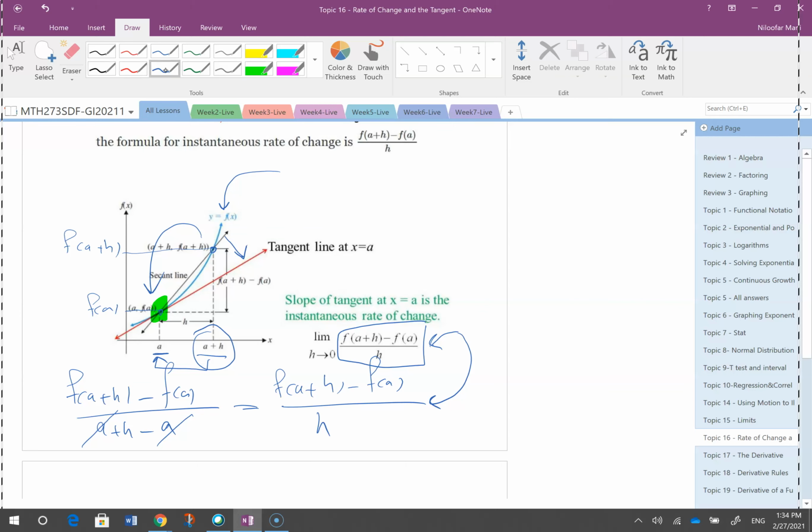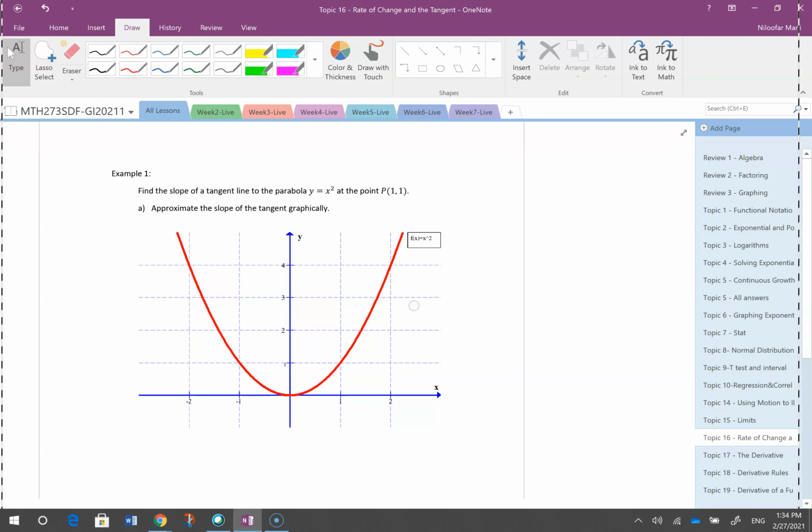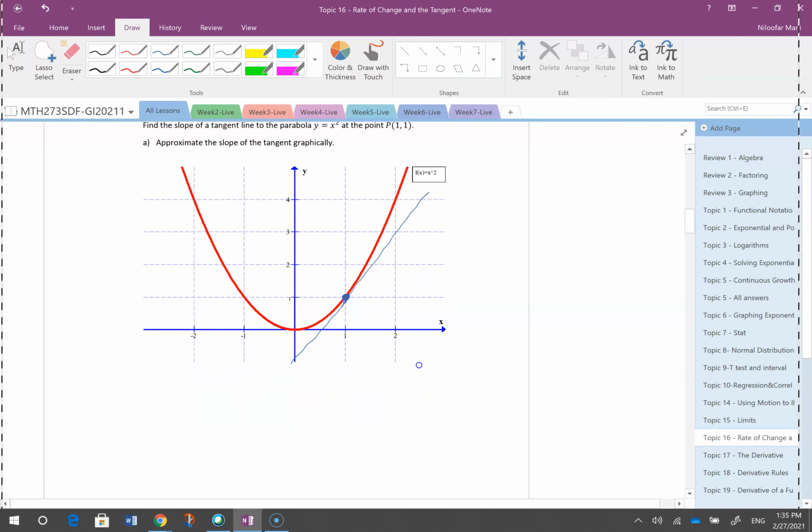And I already talked about this in 14, and I showed you the reason you need to know limit. Okay, let's do this example. I have this graph. Where is this point? So 1 and 1 here. I want the slope of this line. How can I find it?